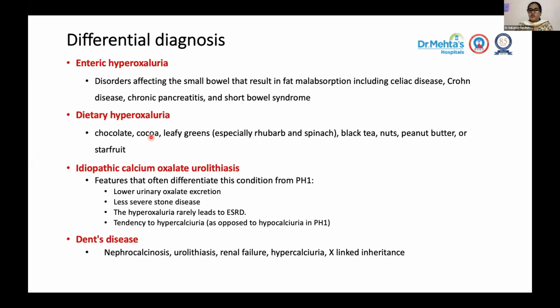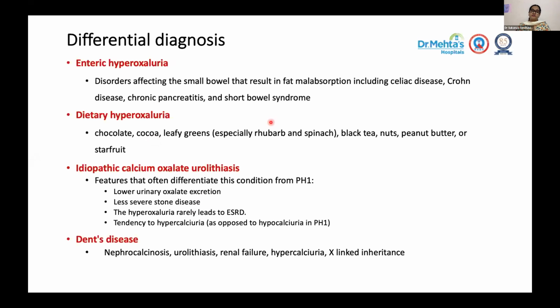Idiopathic calcium oxalate urolithiasis can sometimes confuse and complicate the diagnosis and evaluation of primary hyperoxaluria. Certain features that would often differentiate this condition are that these patients have lower urinary oxalate excretion compared to primary hyperoxaluria. They tend to have less severe stone disease, and they rarely have renal dysfunction, especially progressing to CKD5. And there is a tendency to hypercalciuria as opposed to hypocalciuria in primary hyperoxaluria.